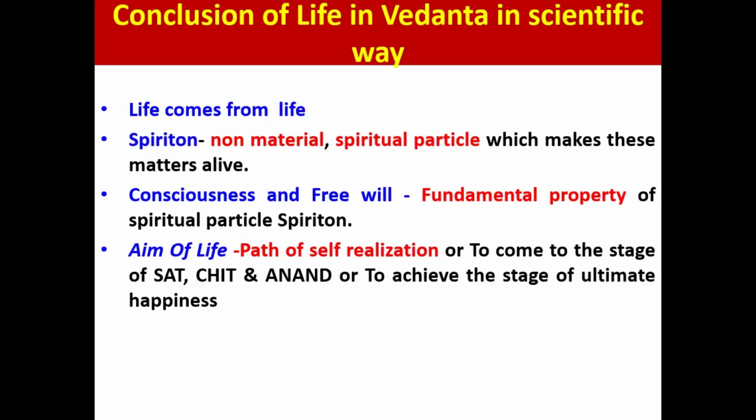So the conclusion of life in Vedanta is that Vedanta explains in a scientific way, though not from the modern scientific perspective. Science is basically systematic understanding, and Vedanta is also telling in a systematic understanding that life comes from life. That means the spiriton comes from the super soul, and the spiriton, a non-material spiritual particle, makes matter alive. Spiriton has two important qualities, consciousness and free will, which are the fundamental properties of the spiritual particle. With that, the aim of life is the path of self-realization, to reach the stage of Sat Chit and Anand, or the stage of ultimate happiness.